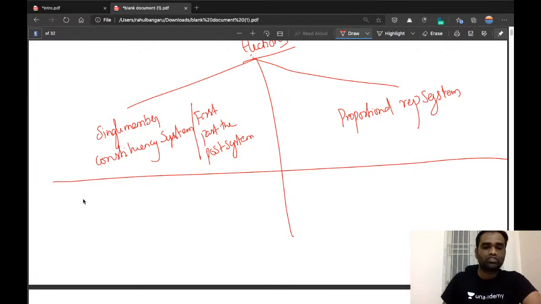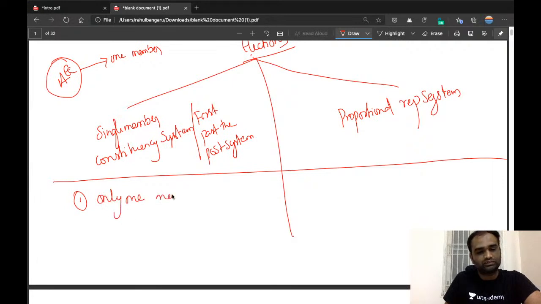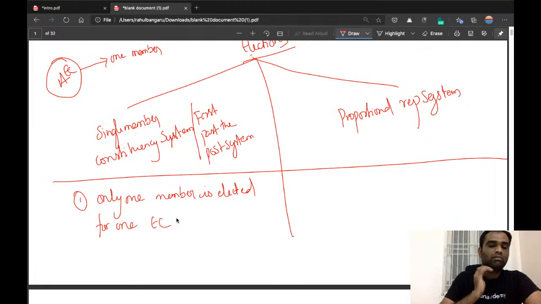representation. In the case of the first past the post system, for example, if there is a constituency A, whenever this constituency is selecting a member, it will be called an electoral college. So in the first past the post system, an electoral college will elect only one member per electoral college. In the first past the post system or single member constituency, only one member is elected for one electoral college.